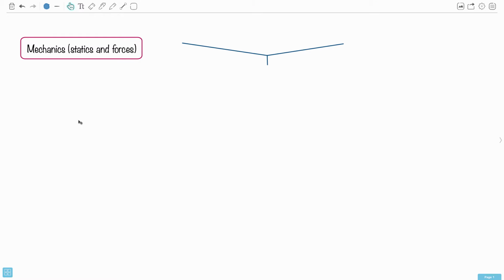This question is about mechanics, and specifically it's about statics and forces. In this question, we're told that we have some sort of block, which is really boring, but oh well, and it has a weight W, which goes straight down. Remember, that's how weight works, right? Straight down. So we can call that W.